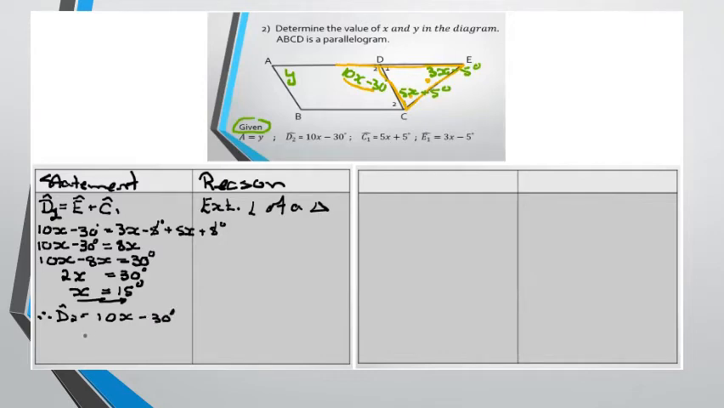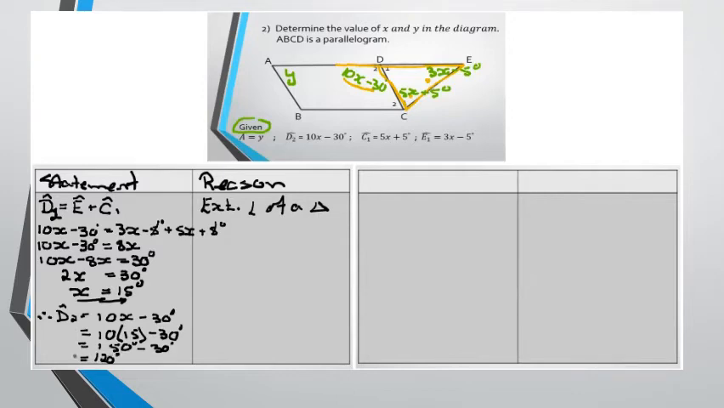If I substitute the x now into that, I'm going to have 10, and then x is going to become 15. I'm going to put it in brackets, minus the 30 degrees. 10 times 15 is going to give me 150, minus the 30 degrees. Must not forget the degrees. And that's going to give me a value for angle D2 of 120 degrees.